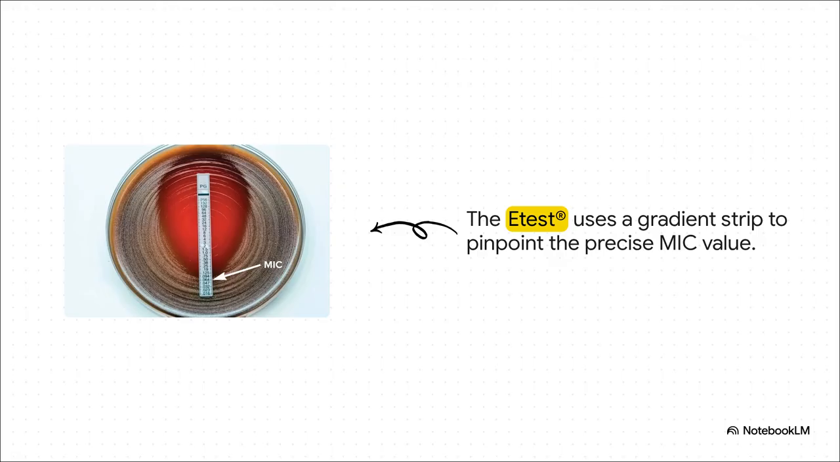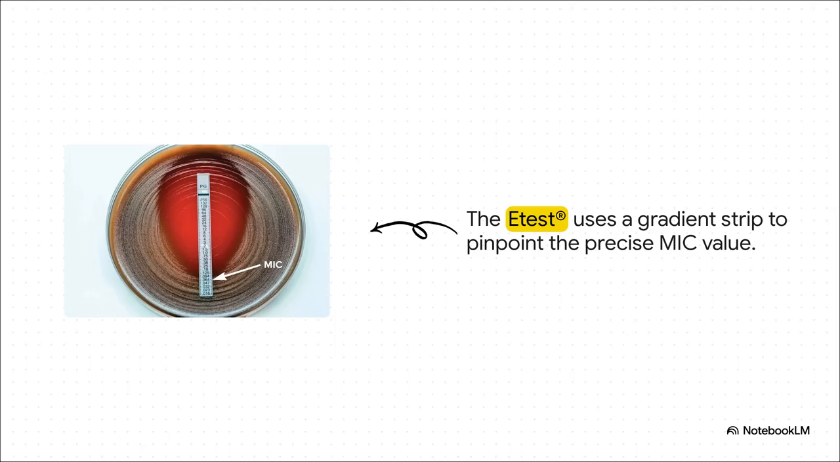And then you've got a more advanced version, the E-test. This thing is pretty slick. It uses a strip that has a gradient of the antibiotic on it, going from a really high concentration down to a low one. This creates a kind of teardrop shape, and you can read the exact MIC value right there on the strip where the clear zone meets the numbers.